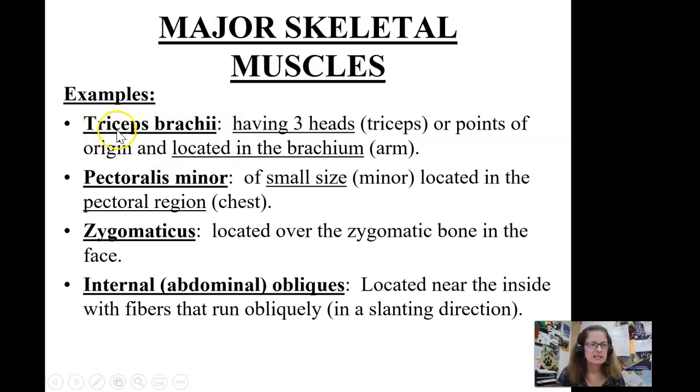I'm not going to break this down for you. I'm not going to ask you that on a test, but I do want you to see that some of these names have meaning. So when we talk about zygomaticus, that should give you a clue. That's around the zygomatic bone. So by knowing some things, you already have an idea of where some of these muscles will be located.